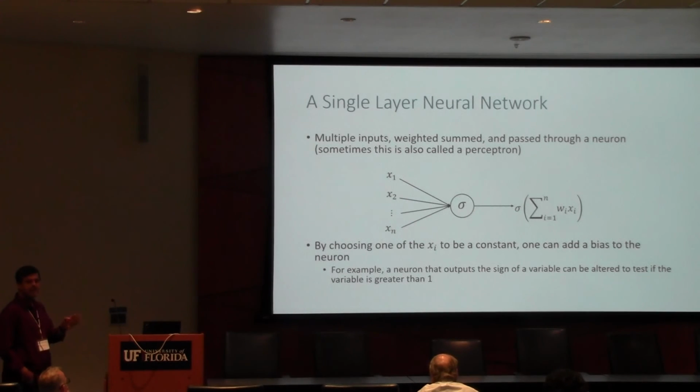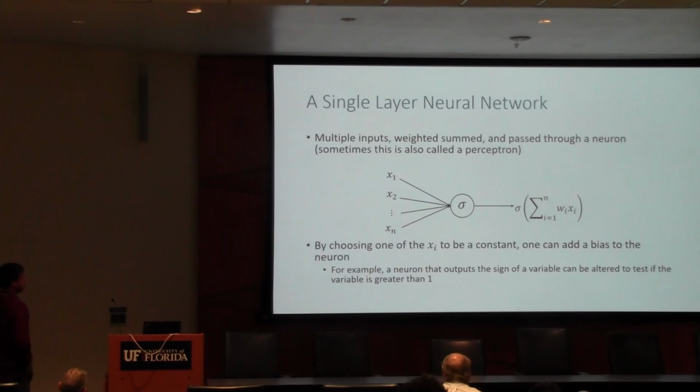So for example, if you're using a threshold unit, instead of it giving you a +1 when the input is greater than 0, it might give you an output of 1 if it is greater than half. So you can shift it by thinking of n-1 of those input dimensions as the variable, and then 1 is just held to be a constant. So just shift what you're doing. So you can add bias to the neuron.